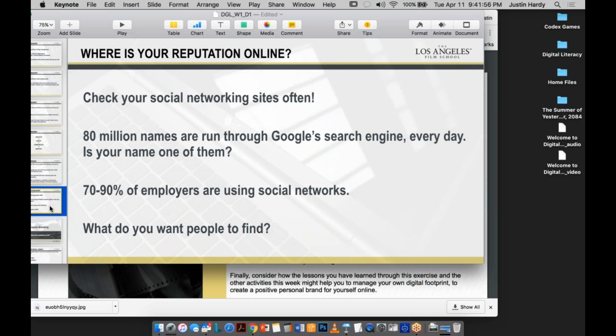Your name might be one of them, and employers are using it to vet people's digital footprint before they maybe hire them. 70 to 90% of employers are using social networks for checking up on how a potential hire might be online in terms of their reputation, the sites they visit, and how they represent themselves. You've got to be very mindful that employers are now doing this. And what do you want people to find about you?